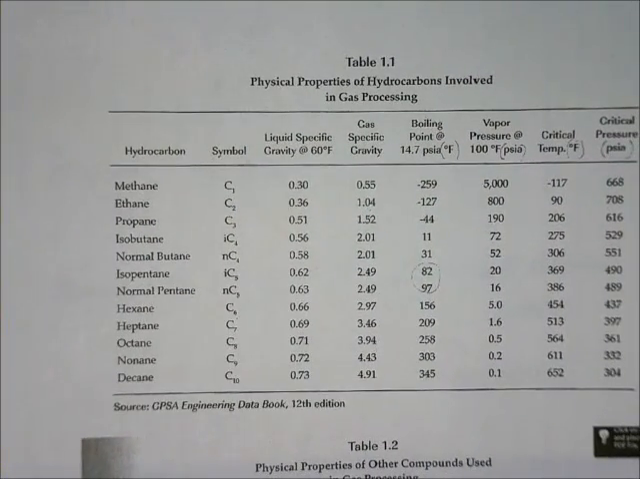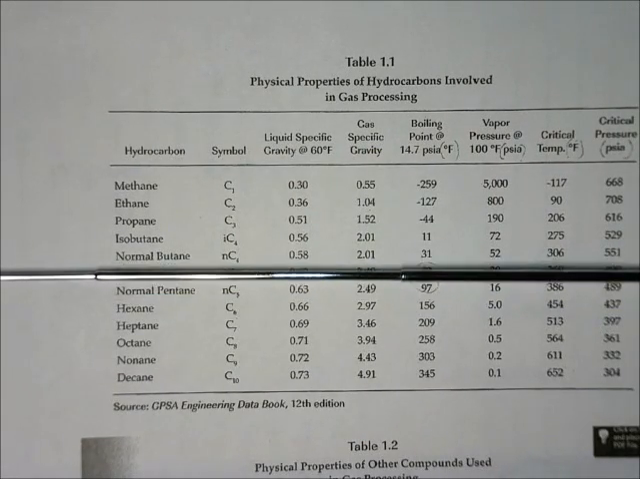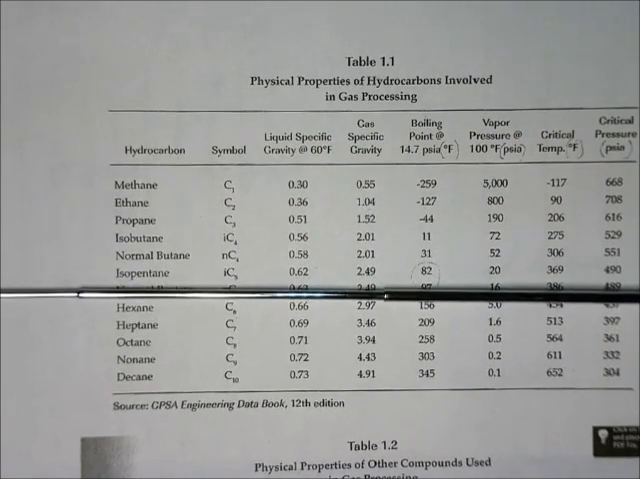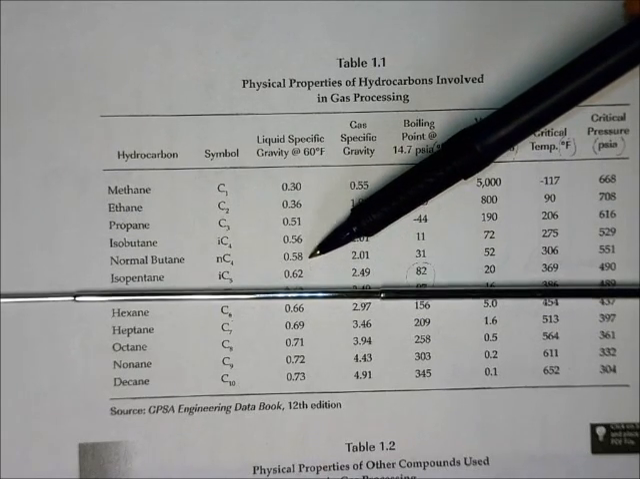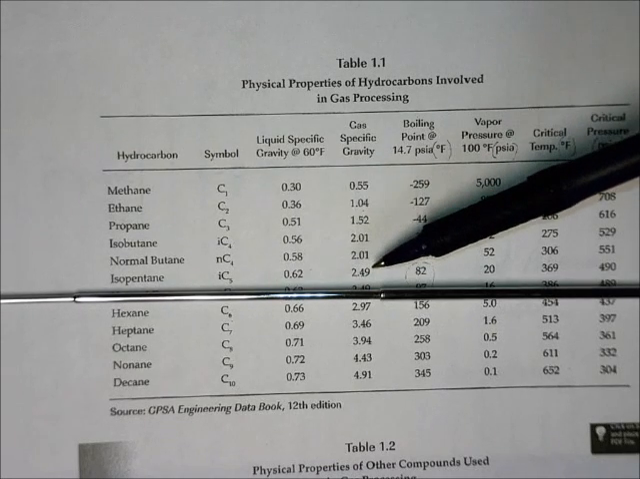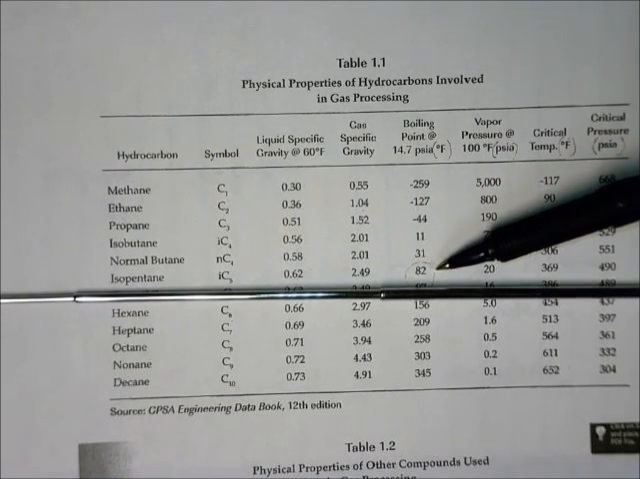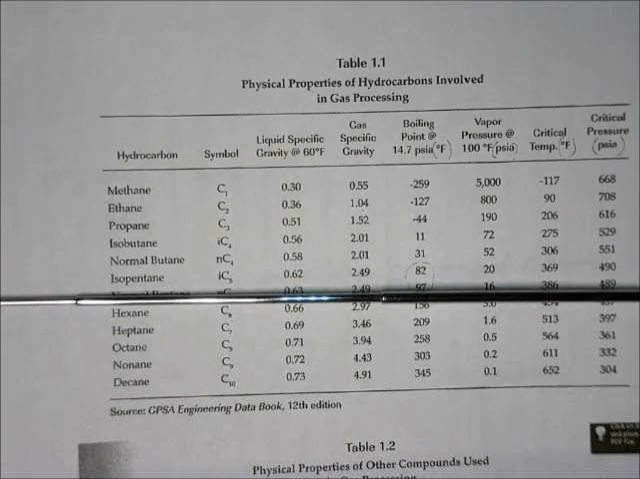When you look at comparing normal butane and isobutane, even though they have the same composition, their characteristics can vary. Their specific gravity is a little bit different when they're a liquid. Specific gravity when they're a gas is a little bit different, and their boiling points are significantly different. Vapor pressures are different. There are differences in them.